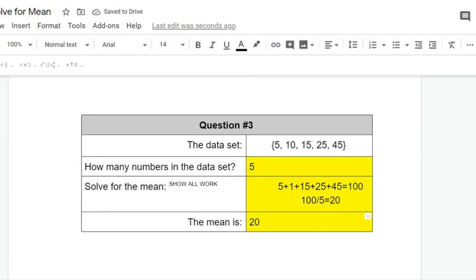That's it. You guys got this. Don't forget, first find the number of numbers in your data set, and that's what you're dividing by after you add them.